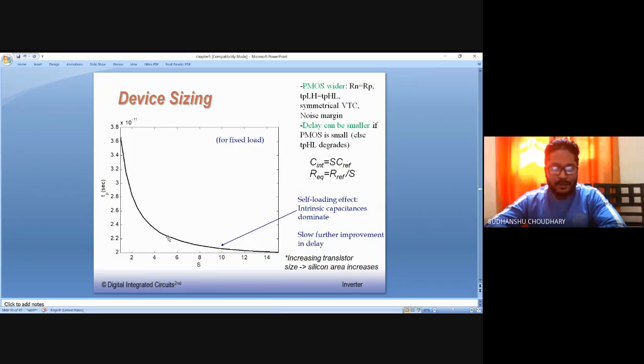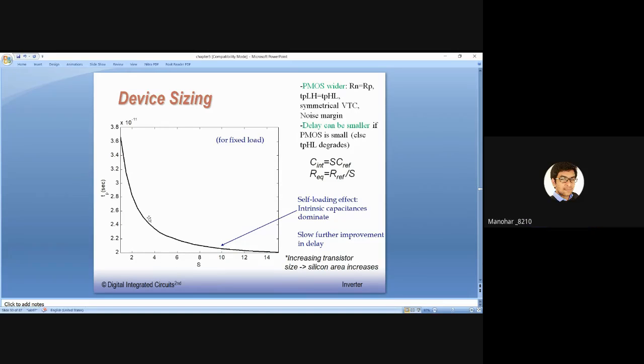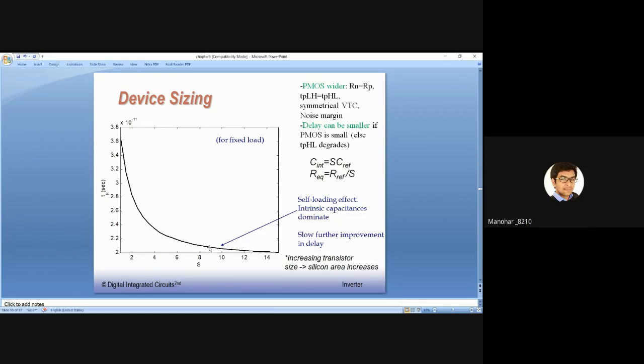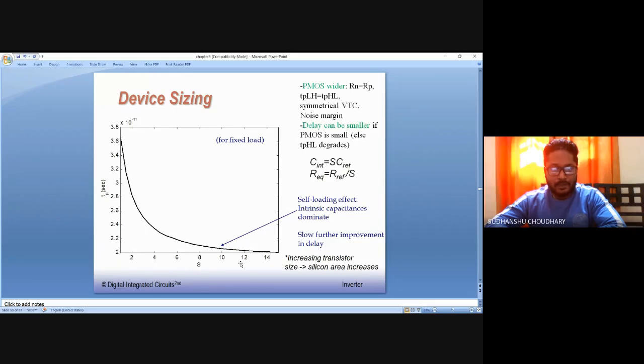So maybe you can restrict yourself to a sizing of 4, or maybe a sizing of 6 is also okay, depending upon how much delay is there. Delay is improving obviously when you increase the size. After a certain point, that delay improvement is not significant. So we say that at this point, self-loading effects are coming into the picture. So one has to identify this point.